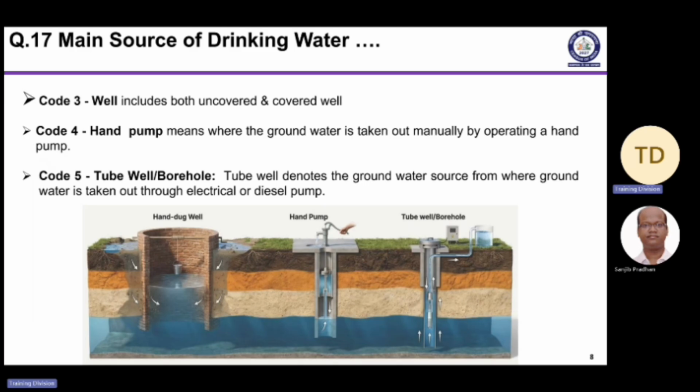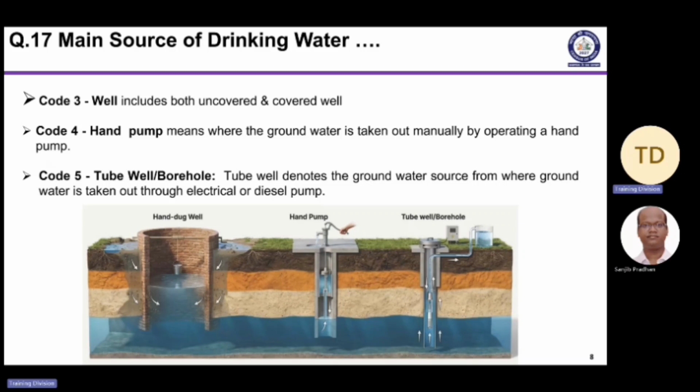Then we have some underground waters like well, hand pump and tube well. These are the 3 sources of underground water. Each will come from different heights and the mode of taking will also be different. Well, as I told you, includes both covered and uncovered well. If the household takes drinking water from the well, we will code it as code number 3. A hand pump means groundwater is taken out manually using a hand pump. In a borehole, it is done with the help of an electric pump, diesel pump or petrol pump. It is a machine that takes the water out.